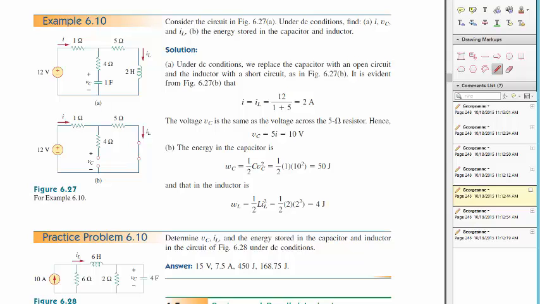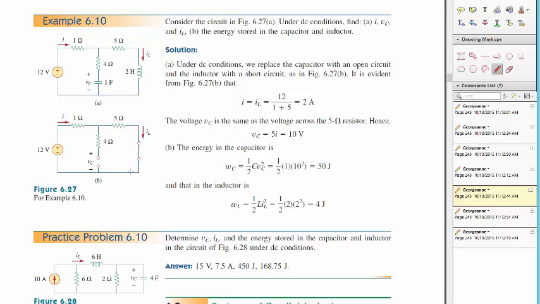So you take the original circuit right here. You replace the capacitor with an open, because once it is fully charged up, current doesn't flow anymore. And once a steady state condition has been reached for the inductor, there is no longer a voltage across it, and it is just a steady current.